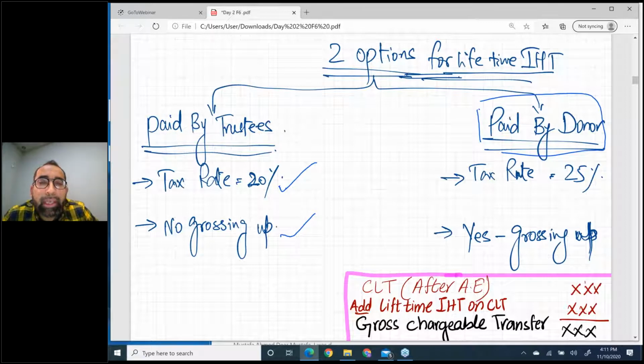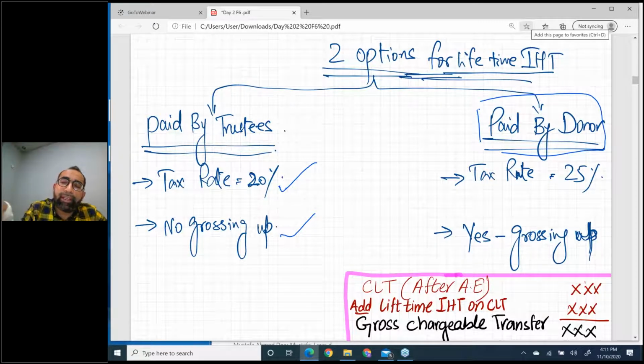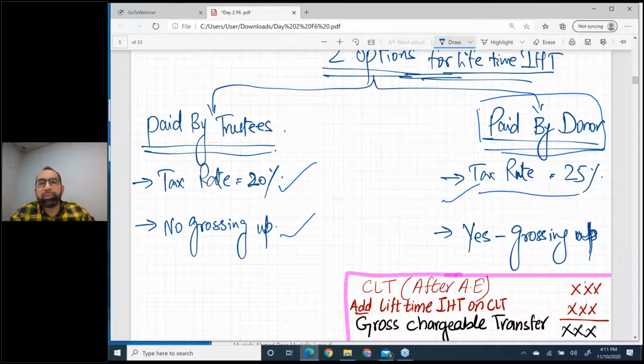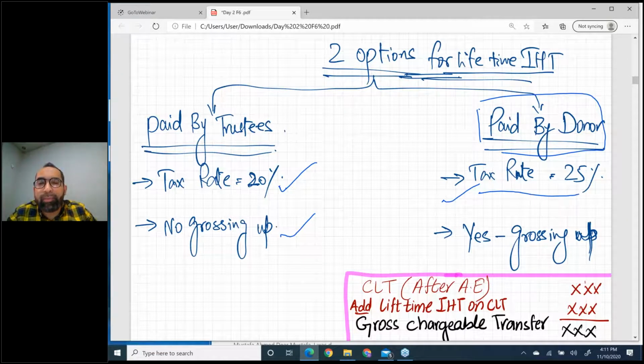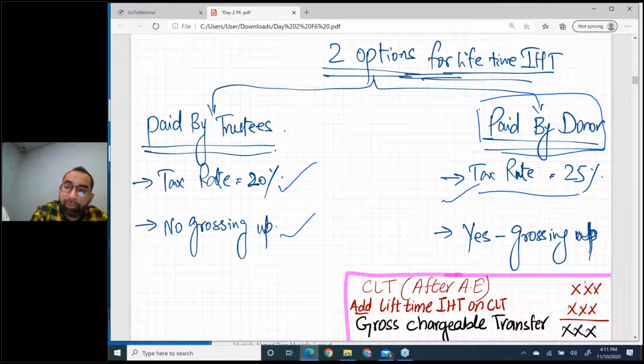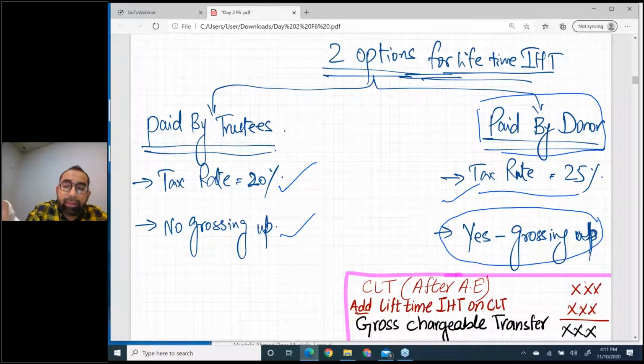The donor can also pay this first installment, what we call lifetime IHT. In that case the tax rate for the lifetime IHT is 25%. Look at here, the tax rate to be used for lifetime IHT is 25%. And you have to do one more thing, be very careful, that is grossing up. Sir, what is grossing up?